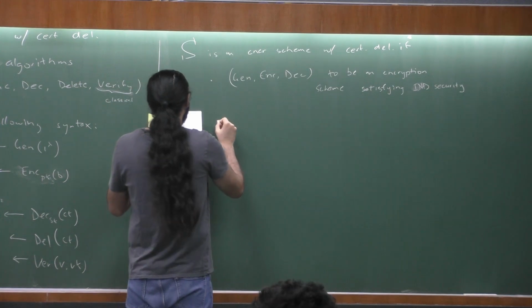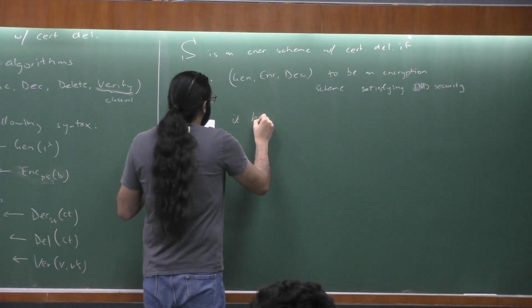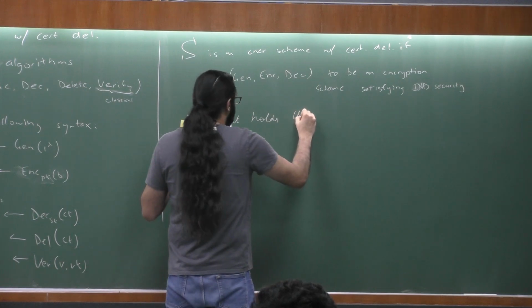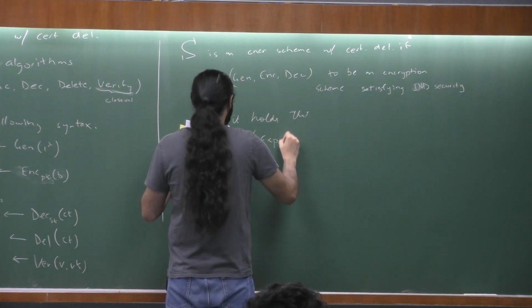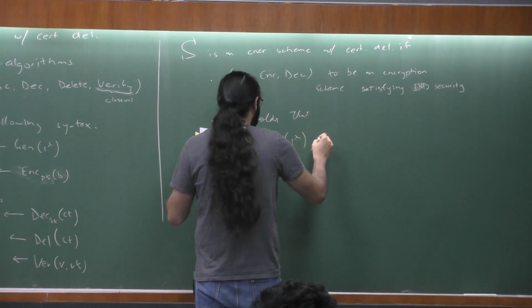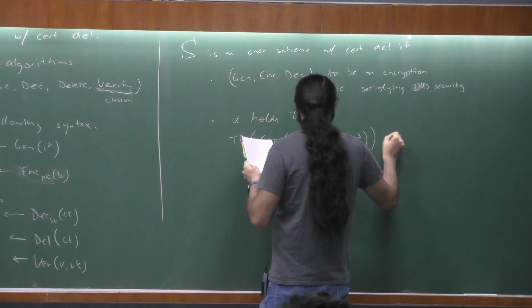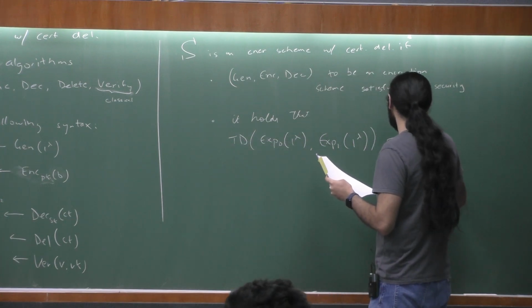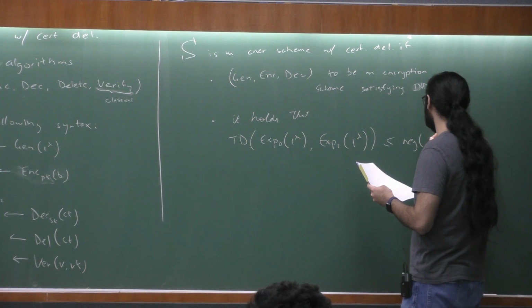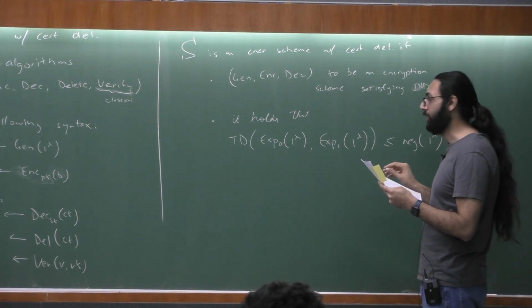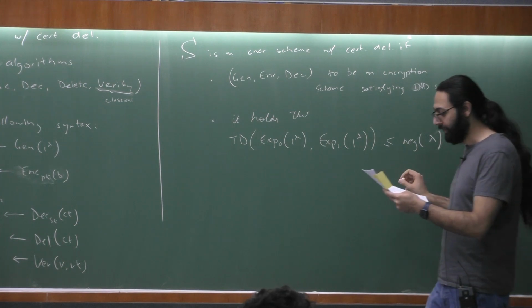So that's one property, and we also want it to be such that the trace distance between experiment 0 with security parameter lambda and experiment 1 with security parameter lambda, the statistical difference between them, is at most, sorry, it's negligible. Why am I writing 1 to the lambda? It's negligible in lambda. Okay, and what is the experiment?